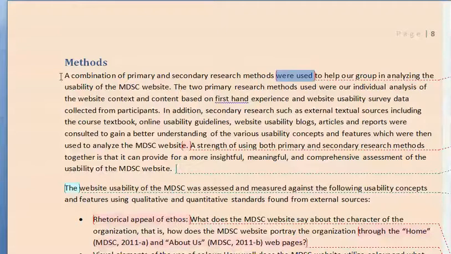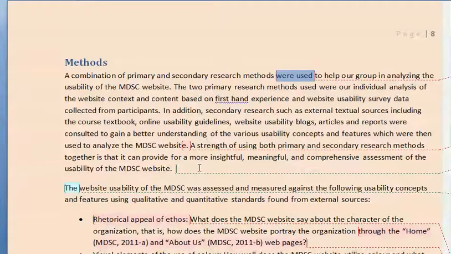Methods were used, and it's so much easier to say we used a combination of primary and secondary research to help our, you know, that kind of thing. So using the "we" would be fine. Talking about the researchers used, or basically that kind of thing, to avoid using passive voice throughout.